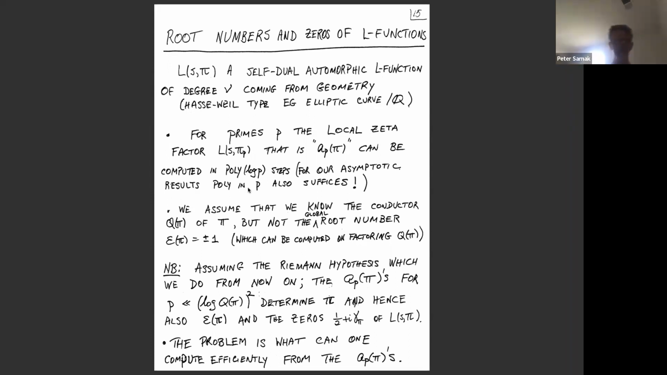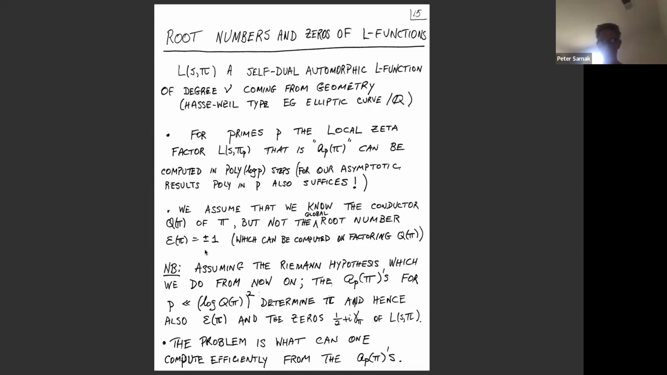So if you were a higher dimensional variety and you were struggling to compute the a_p's, you had to actually take p to a power. That would be okay for us. Okay, I'm going to assume I know the conductor exactly. I'll call it Q_pi, but not the global root number.